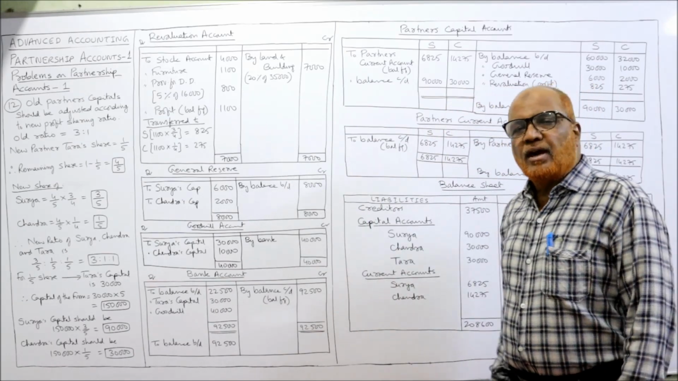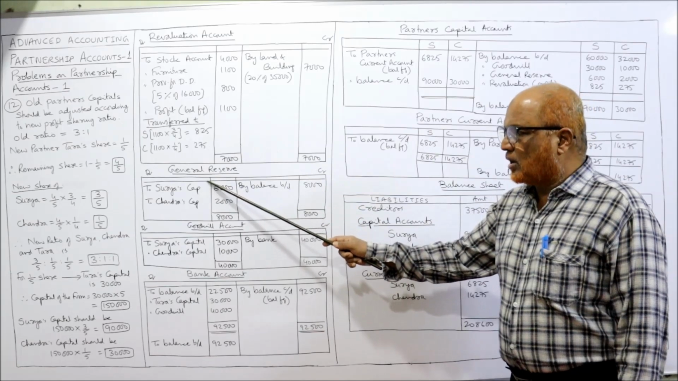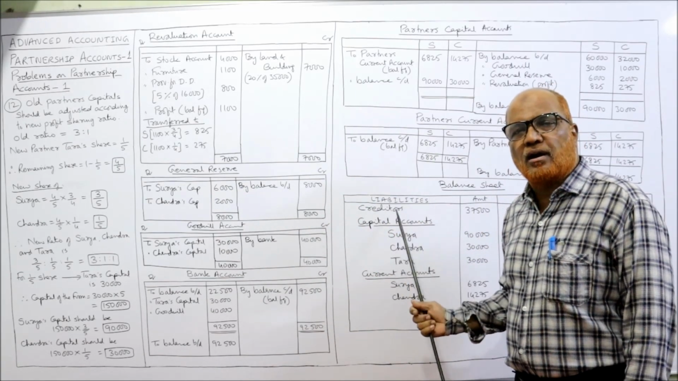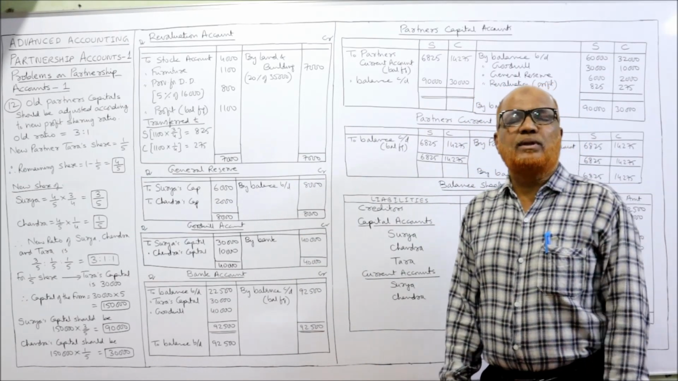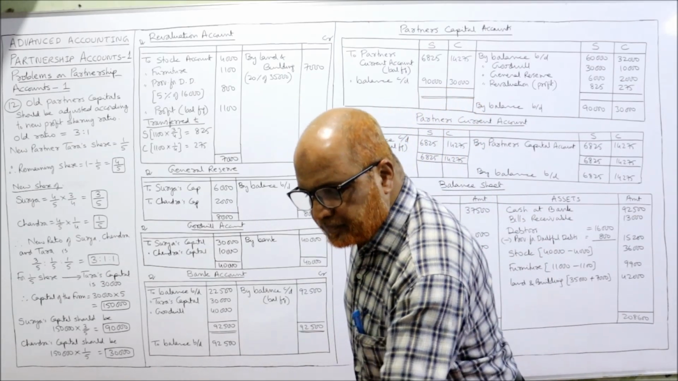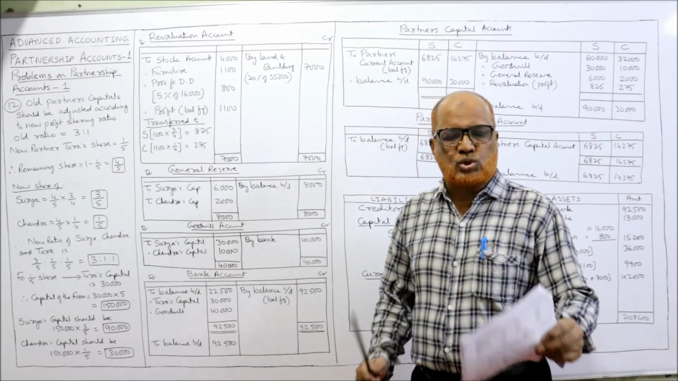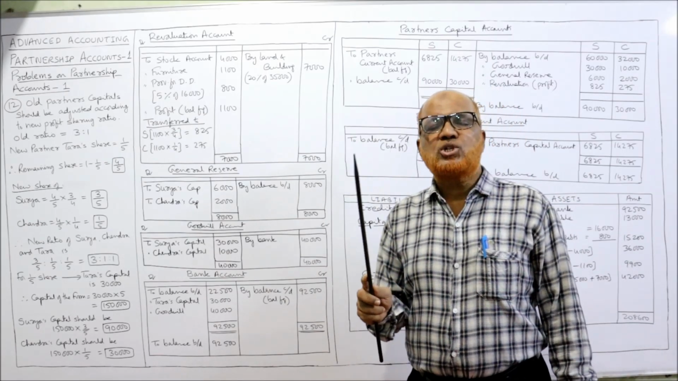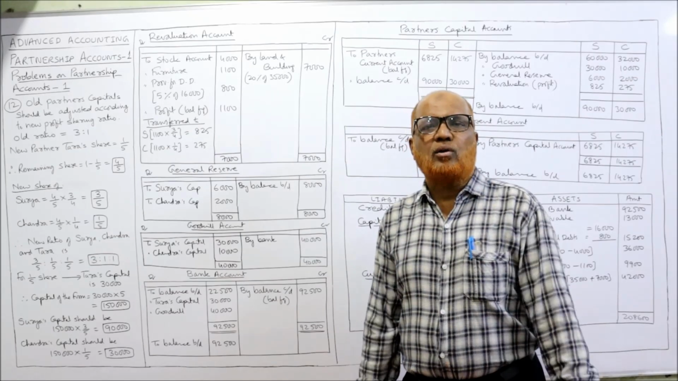Now, we are required to prepare the ledger accounts. We will open revaluation account, general reserve, goodwill account, bank account. Apart from that, capital account and current account. So first of all, revaluation account to find out whether there is profit or loss on revaluation. Here it is given, the stock and furniture be reduced by 10%. So the entry will be revaluation account debit, stock account credit, furniture account credit.